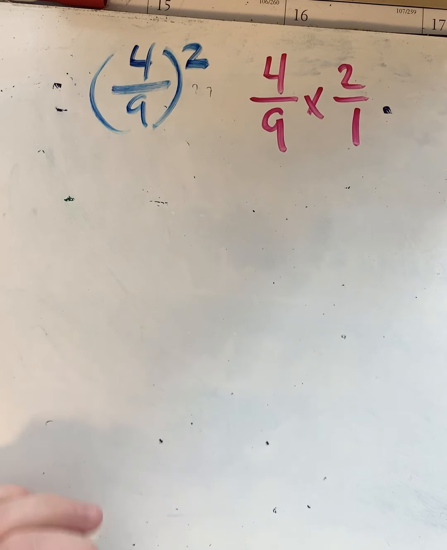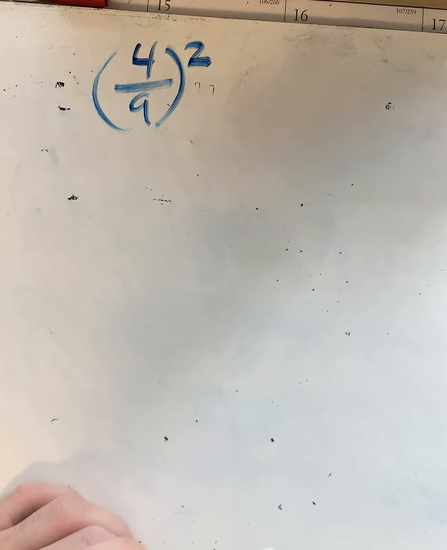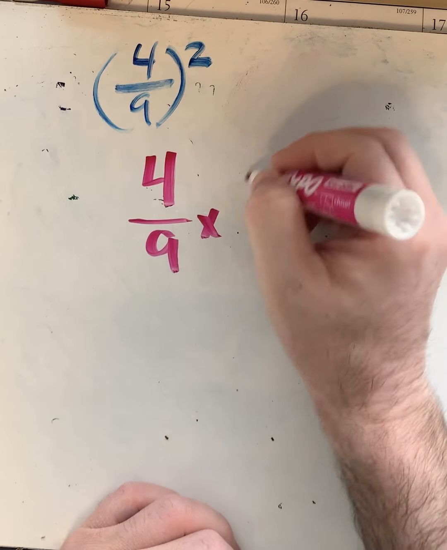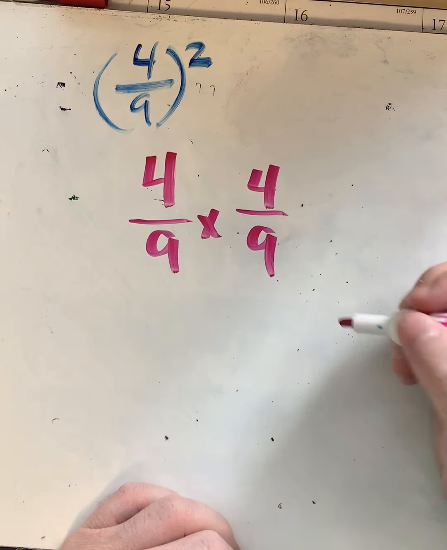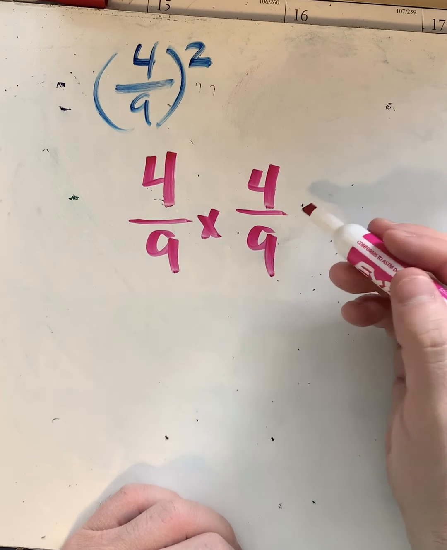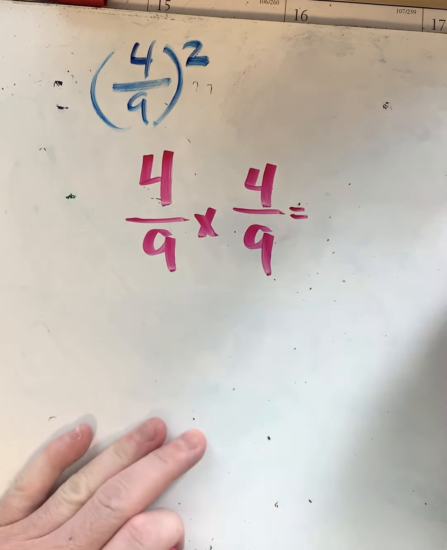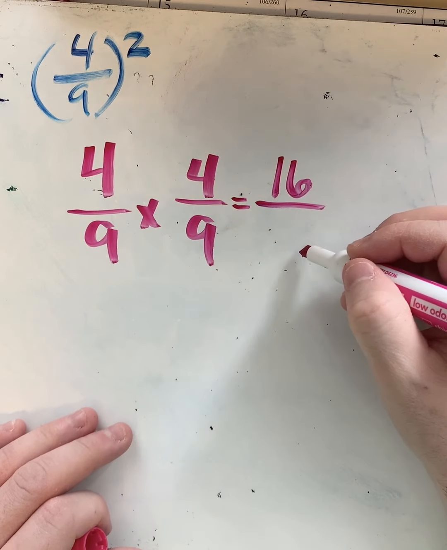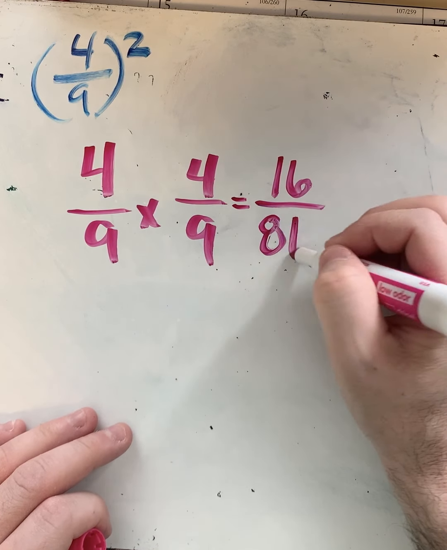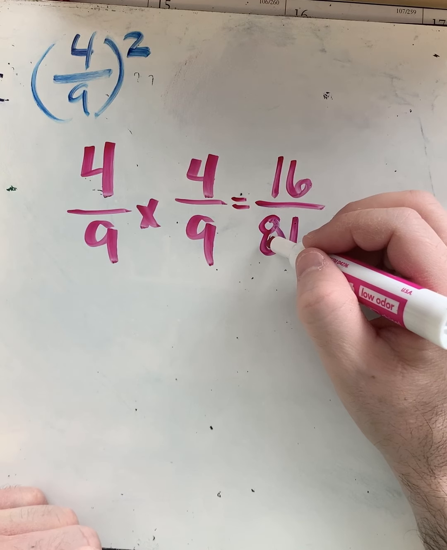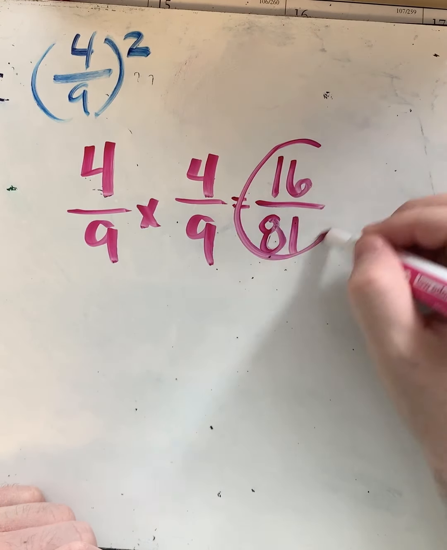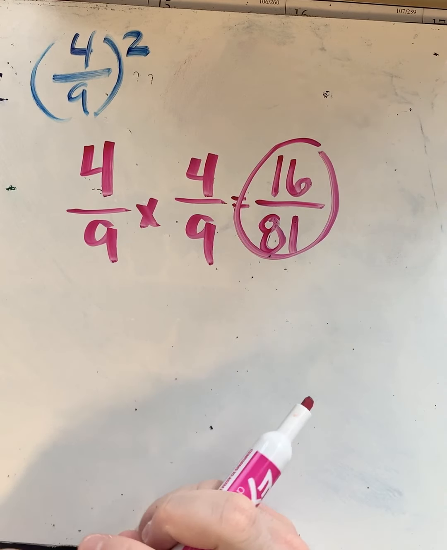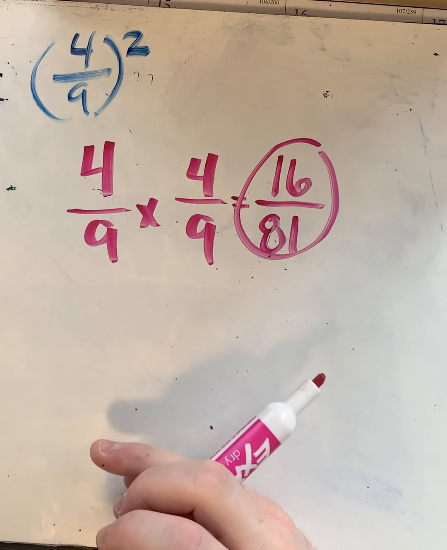So we know that when we're squaring a number, we're just taking that number again and multiplying it by itself. Do we have any cross-off options? No. So it's going to be straight multiplication. 4 times 4 is 16. 9 times 9 is 81. Can it be reduced? It cannot. So that's going to be our answer. Okay, so just remember when you're dealing with a square that you're just multiplying the same fraction again.